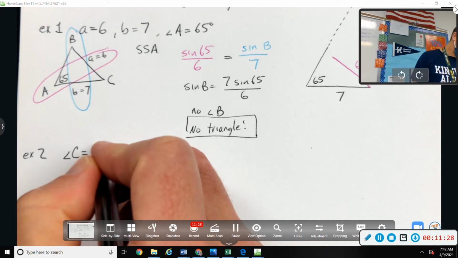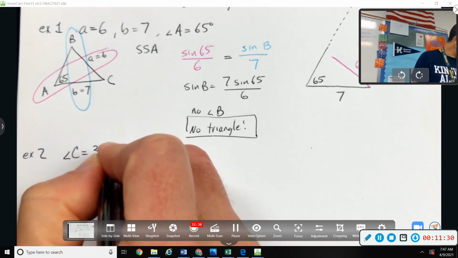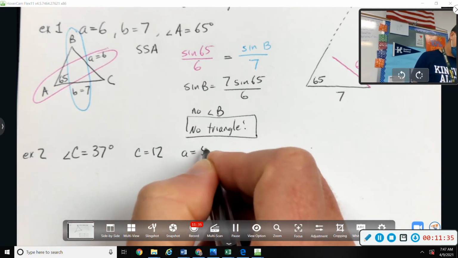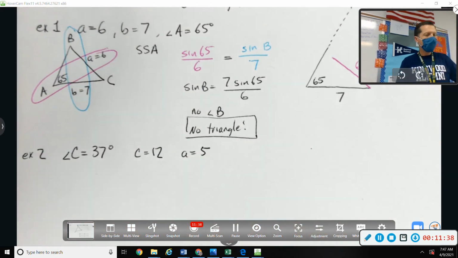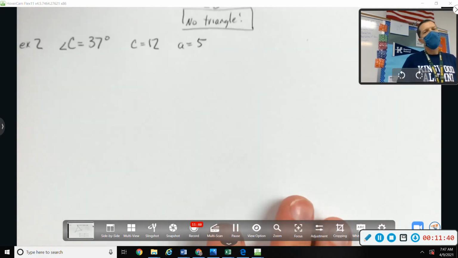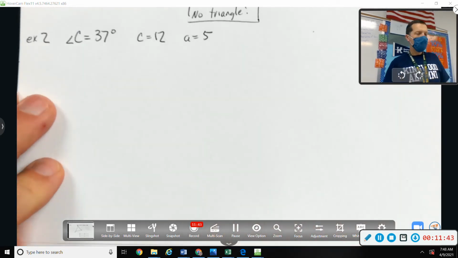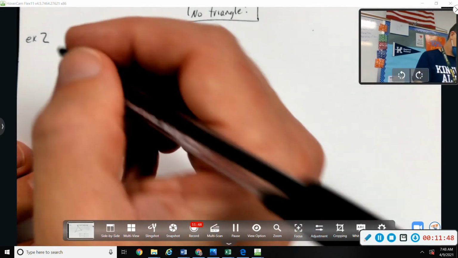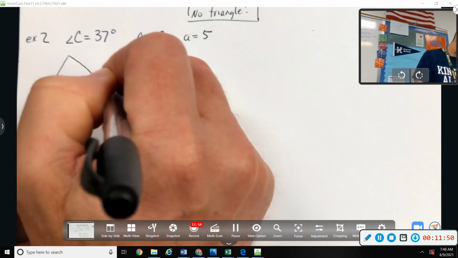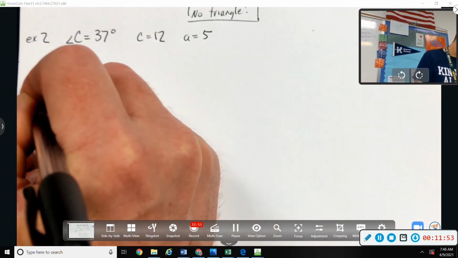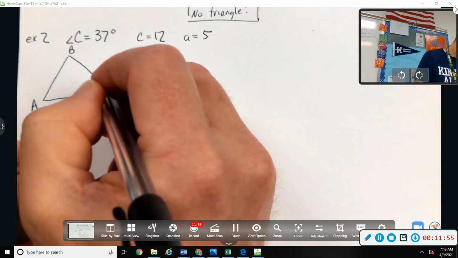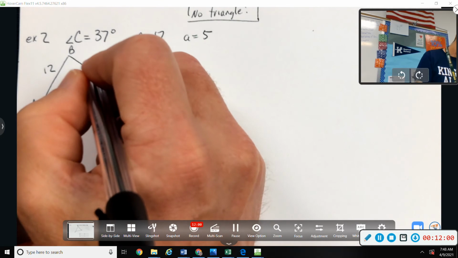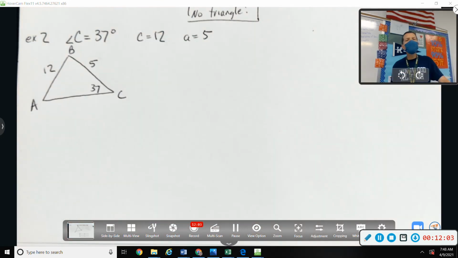Example 2. Angle C equals 37 degrees. C equals 12. And A equals 5. Again, I'm going to draw the picture, but you see the C and C, so you could set this up without a picture. I just don't like that. So ABC, C is 37, side C is 12, side A is 5.